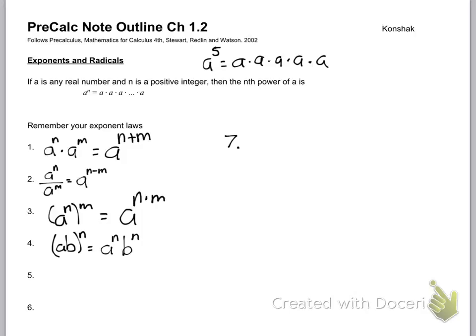We also have power of a, not multiplying, but dividing. That's power of a quotient, starts with a Q. And the same process, right? The exponent goes to the top and it goes to the bottom.